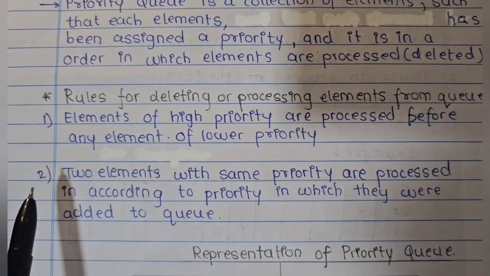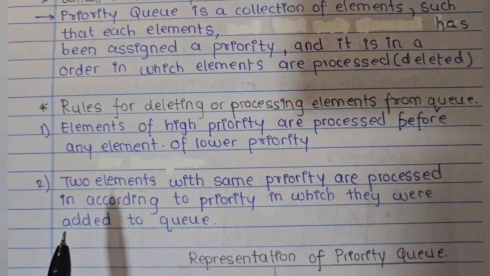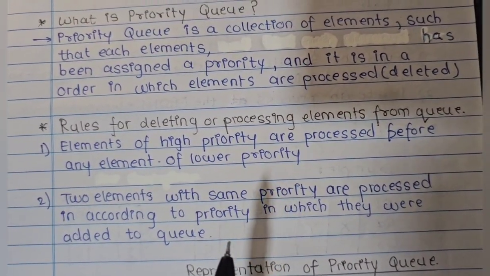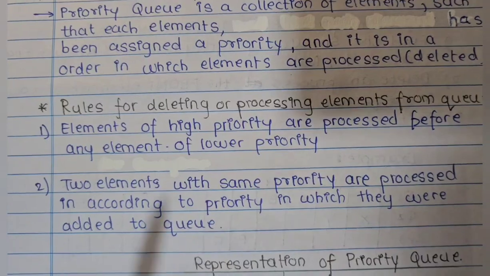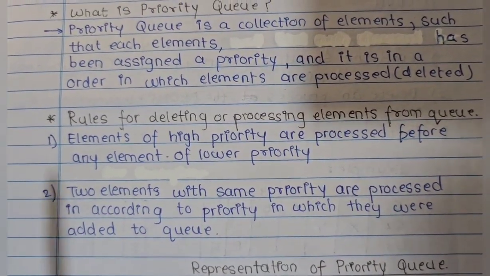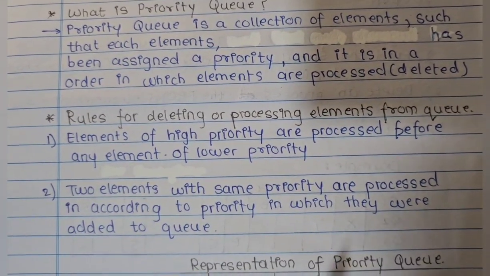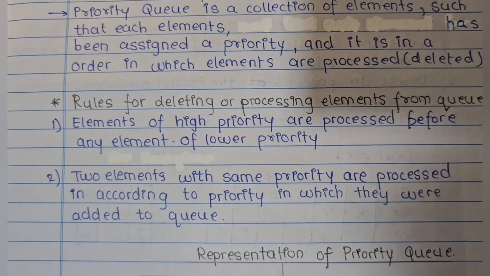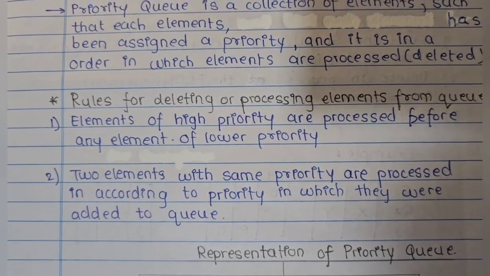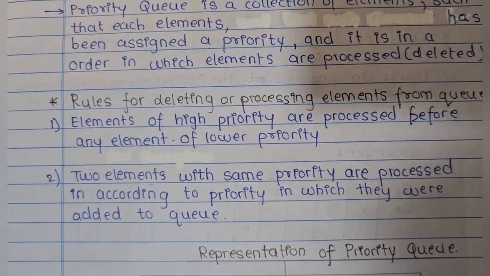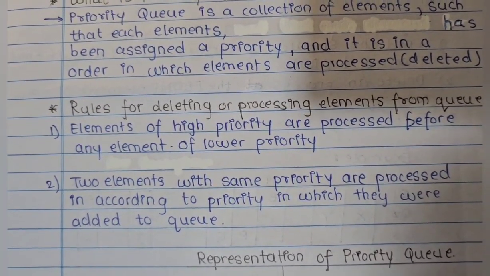The second rule states that two elements with the same priority are processed in the order in which they were added to the queue. Taking an example of two elements, A and B, which are added to the queue such that A is added first and B is added second. While processing, A will be processed first as it came first in the queue, and element B will be processed second as it came second.